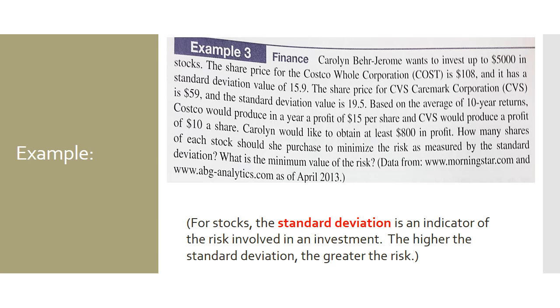Here's another example to try. This time it's a financial problem. Make you aware of a term used here. You've probably heard the term standard deviation before. For stocks in particular, the standard deviation is an indicator of the risk involved in an investment. The higher that number, the greater the risk. And the idea is to maximize your profit but minimize your risk. Read the problem and pause the recording, give it a try, resume the recording to see how you did.